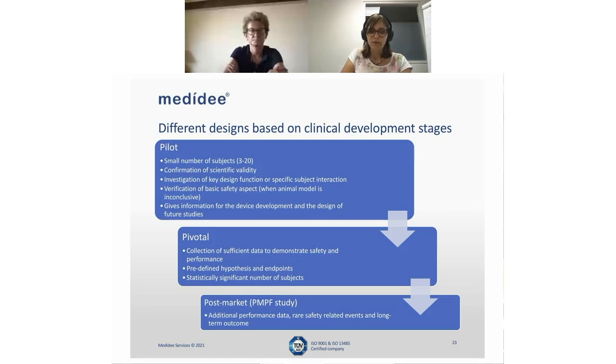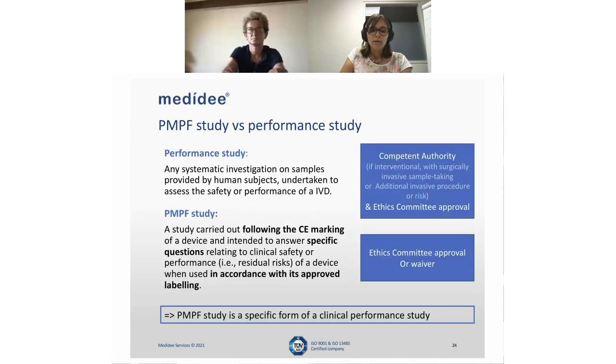And then a third type of activity is also the post-market performance follow-up studies, where once the device is already CE-marked and on the market, you as a manufacturer want to collect additional data on the device to close some potential gaps which are still remaining, or to assess rare safety-related events or long-term outcome. So here there is a small difference between a performance study and a PMPF study.